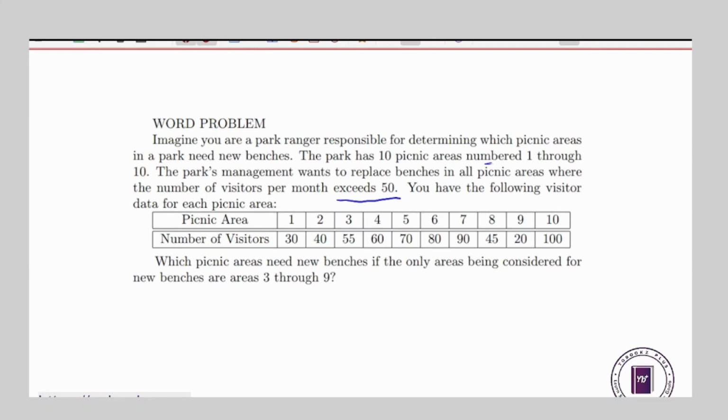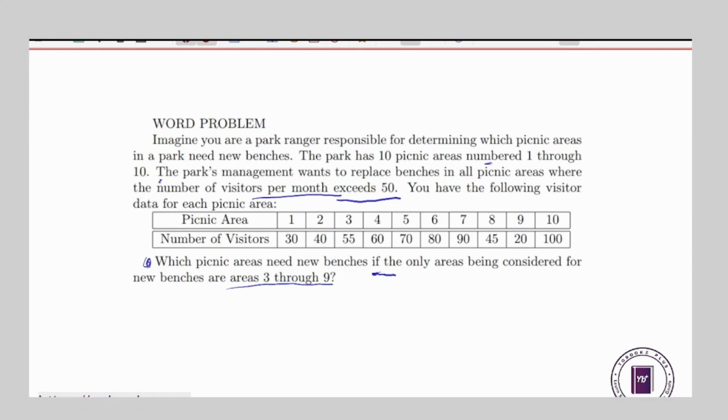All right. Now, here is the question: which picnic area needs new benches if, right? And this introduces a condition that will need to be considered in answering this question. If the only areas being considered for new benches are areas 3 through 9. Okay, so let's start from the question. The third statement in the question: the park management wants to replace benches in all picnic areas where the number of visitors per month exceeds 50.